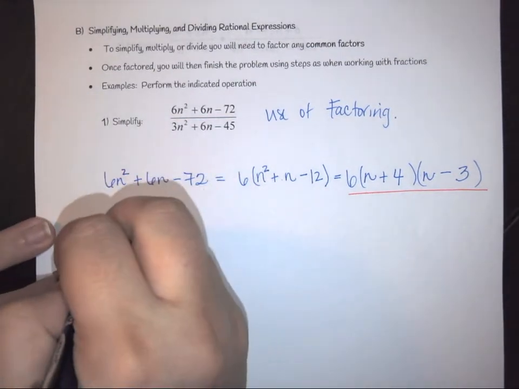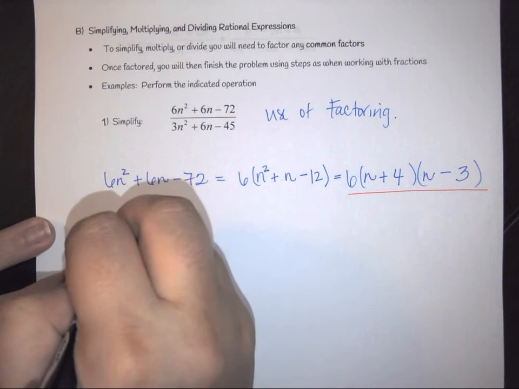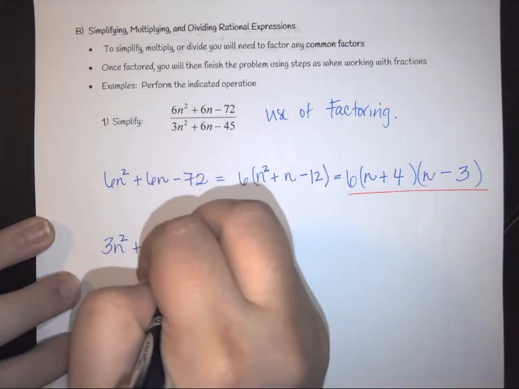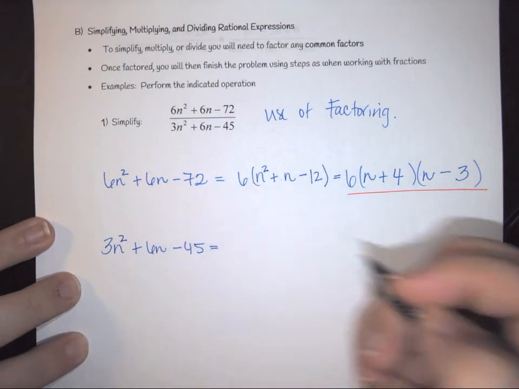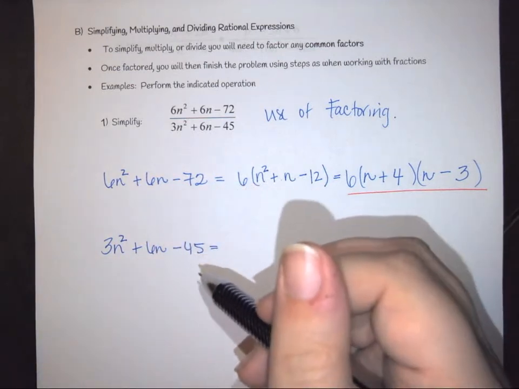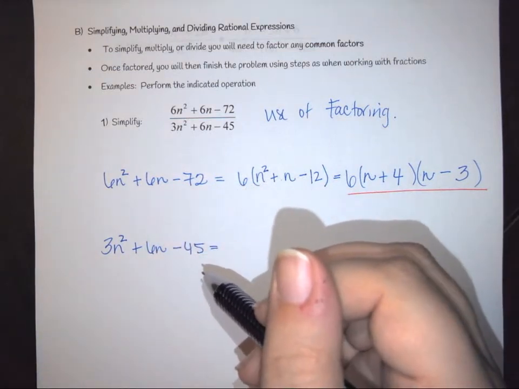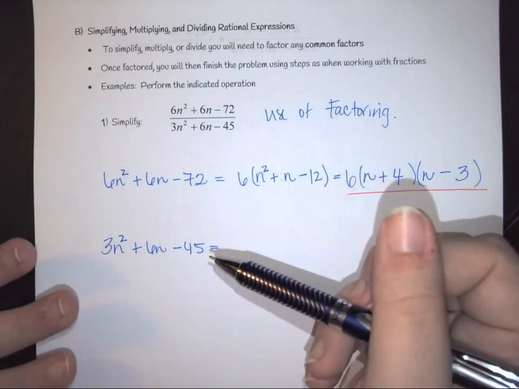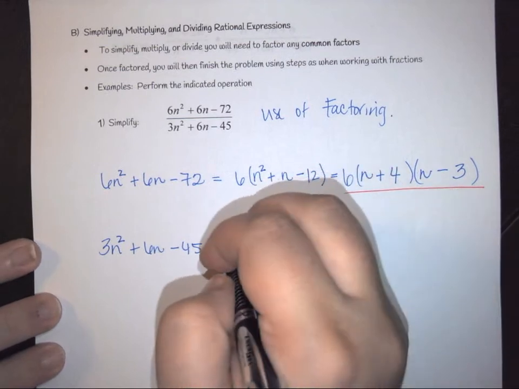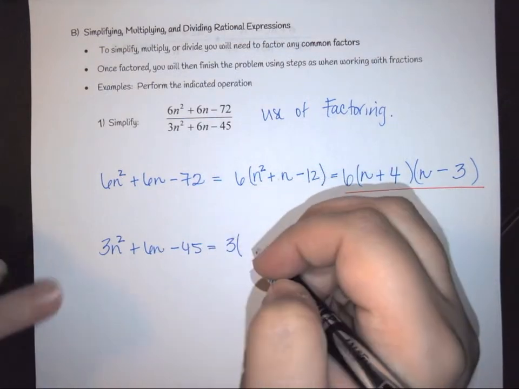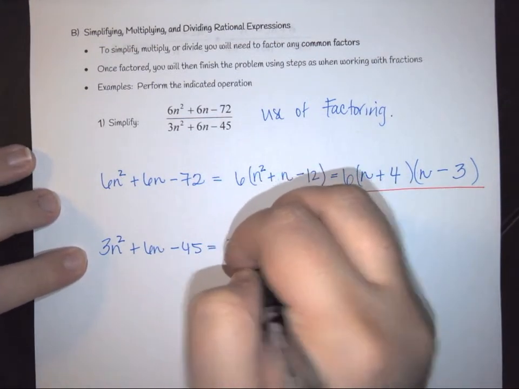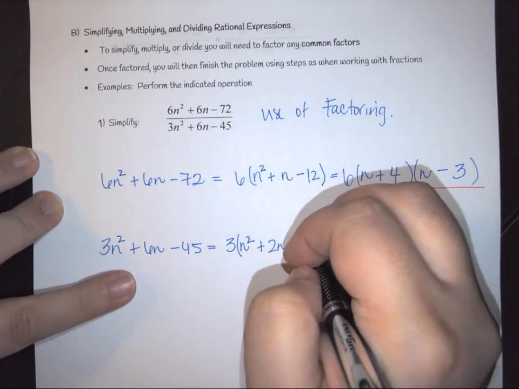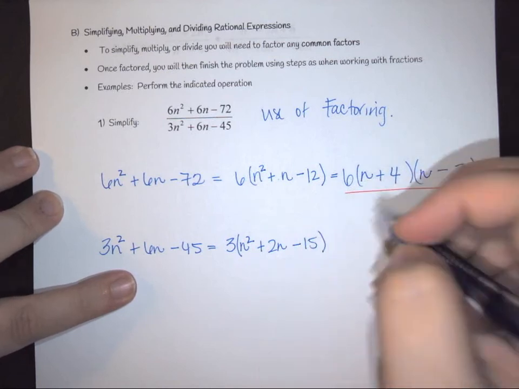Now the other one we have was 3n squared plus 6n minus 45. So again, I already know that I can pull a 3 out of 6, but I would double check if you can pull a 3 out of 45, and you can. So you're going to pull the 3 out, and it's going to leave behind n squared plus 2n minus 15.